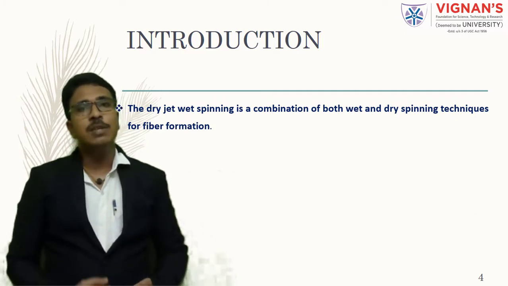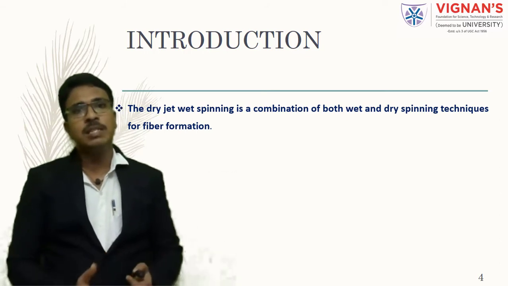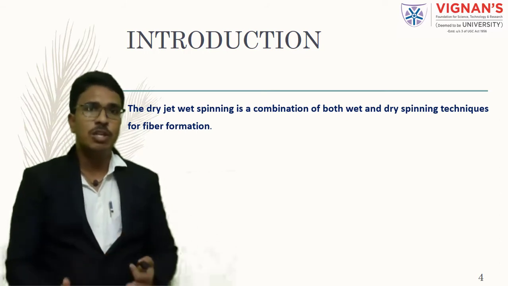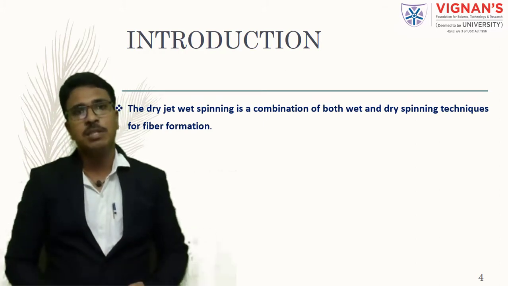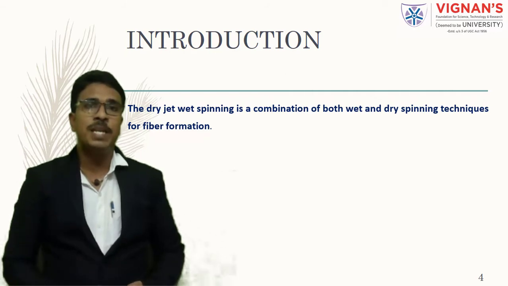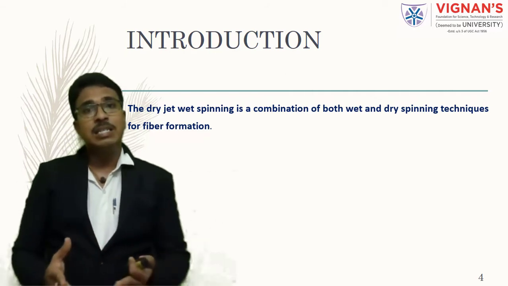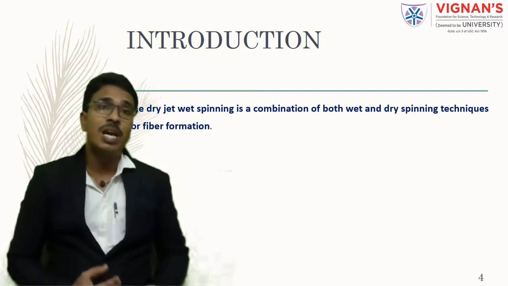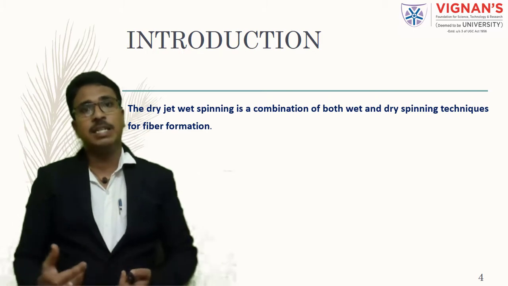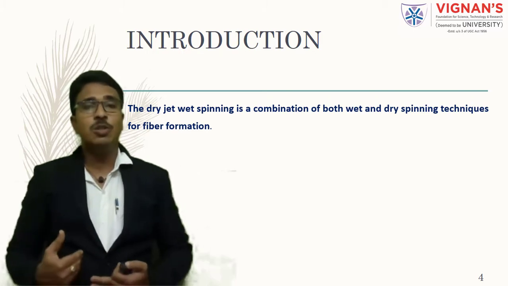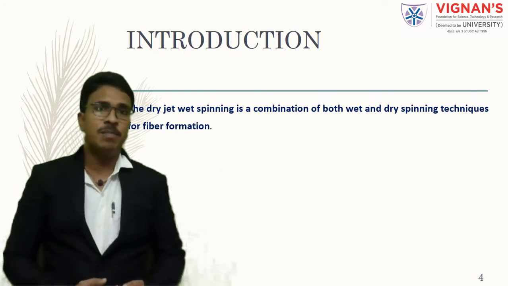Whereas in the case of the wet spinning process, the solution preparation is similar to that of the dry spinning process. But in wet spinning, we place the entire spinneret inside the coagulation bath. That means the filaments are precipitated in the coagulation bath so that the solvent removal takes place. That is called the wet spinning process.